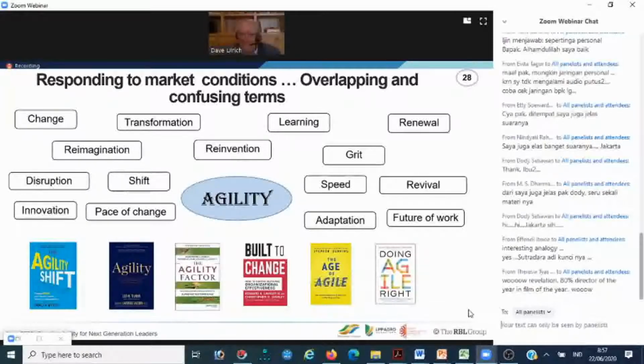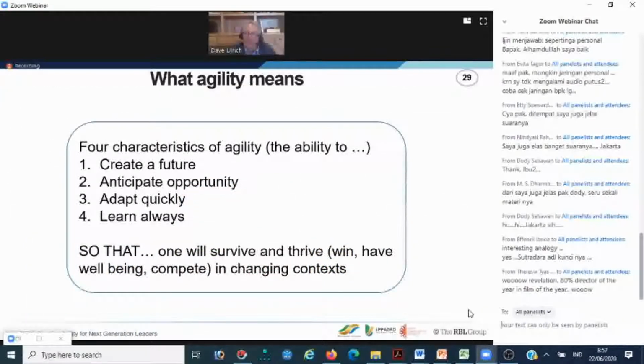Now, remember, I made $11.85 by being a taxonomist. Remember what a taxonomist does. A taxonomist takes something really complex and makes it simple. So look at all the complexity. There are books out there about learning and reinvention. What is a simple definition of agility? And here it is. Agility means four things to create a future.